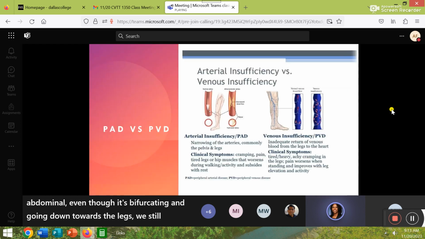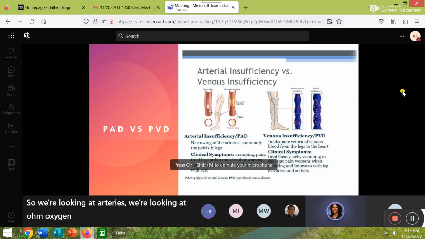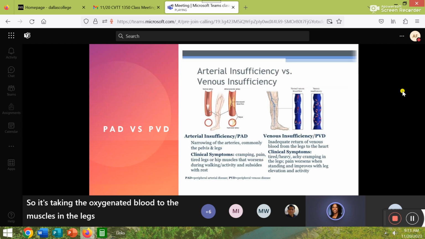So when we're talking about disease in the periphery, we have PAD and PVD. PAD is peripheral arterial disease. Again, that's leaning towards the arterial side. So we're looking at arteries, we're looking at oxygenated blood, and that's what's feeding the muscles. So it's taking the oxygenated blood to the muscles in the legs and to the organs in the torso.